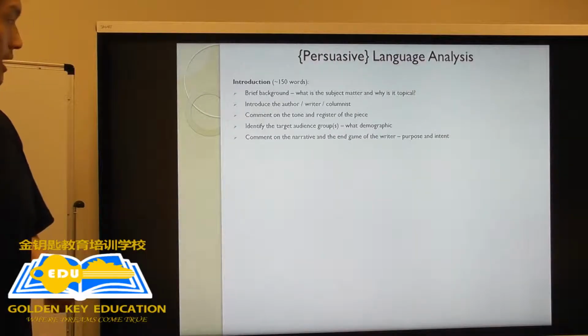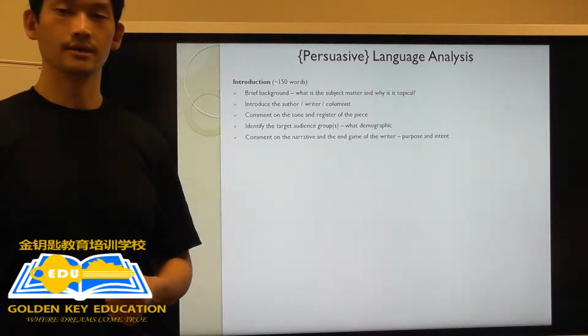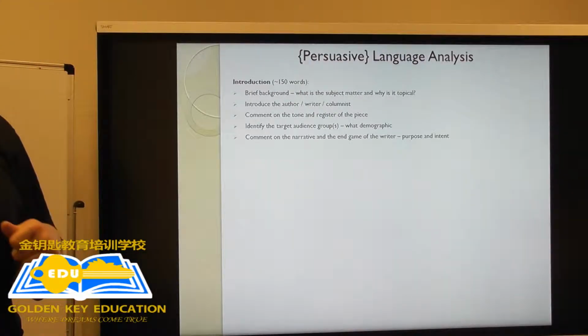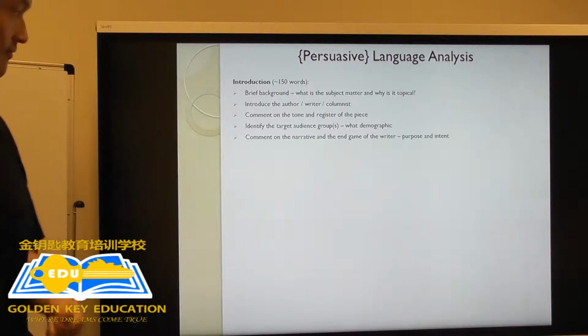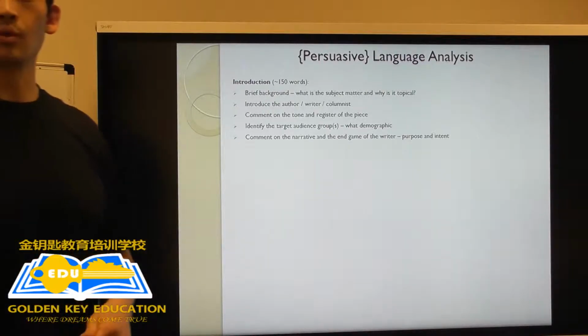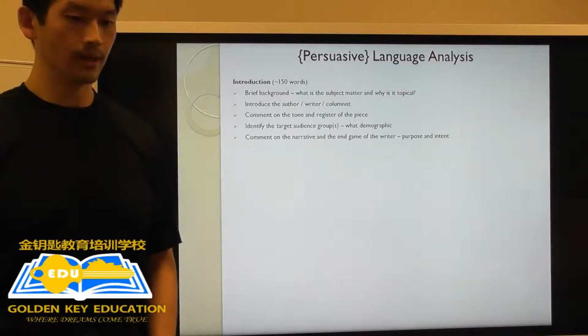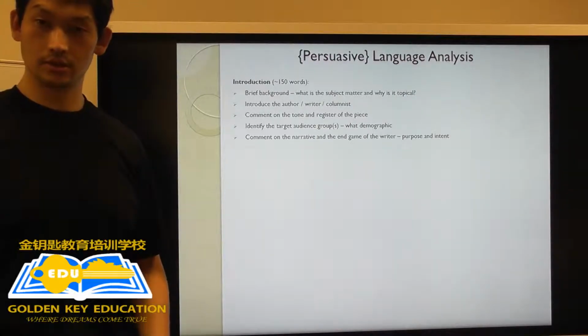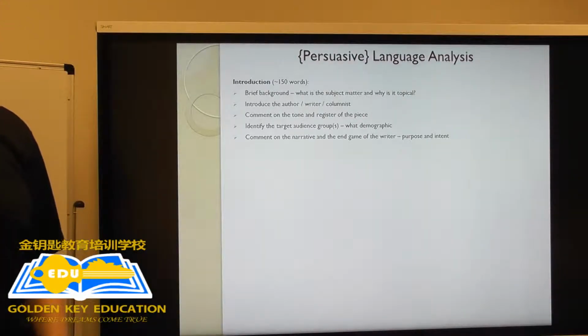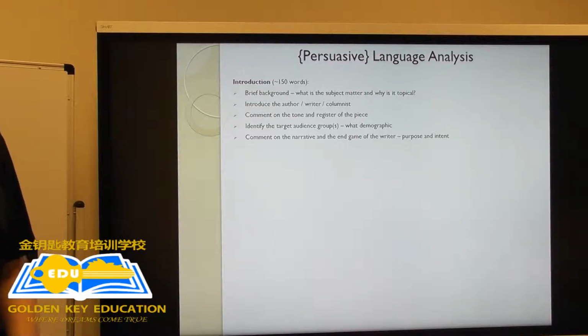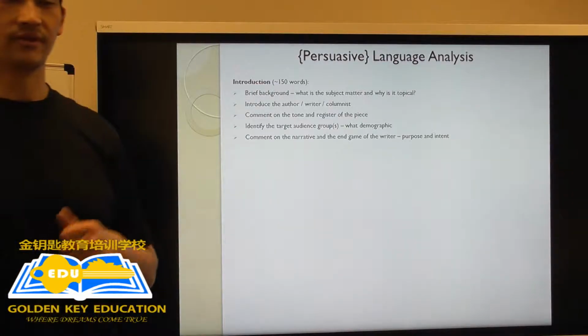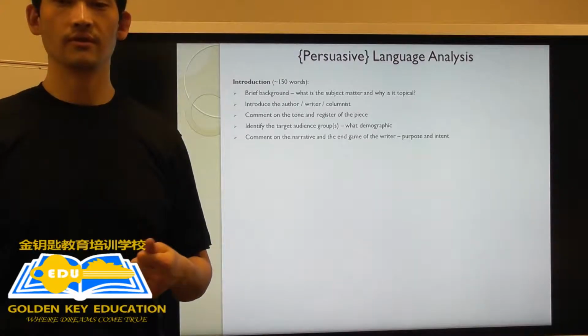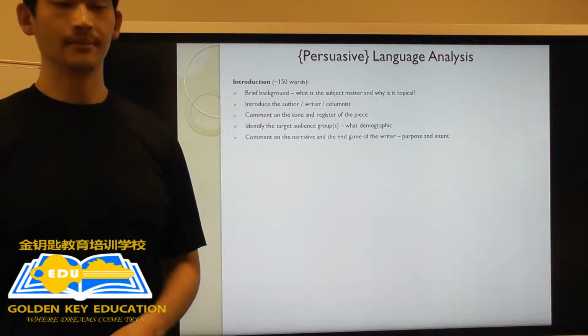You should look to identify the target audience group or groups, which are essentially the individuals that the writer is trying to target. They're the people that the writer is trying to persuade and convince. And you should identify what demographic they belong to. Are they young? Are they old? Students? Retired? Blue collar? White collar? Male or female? Each one of these groups have different needs, different concerns, different worries, and therefore they're subject to different persuasive forms.